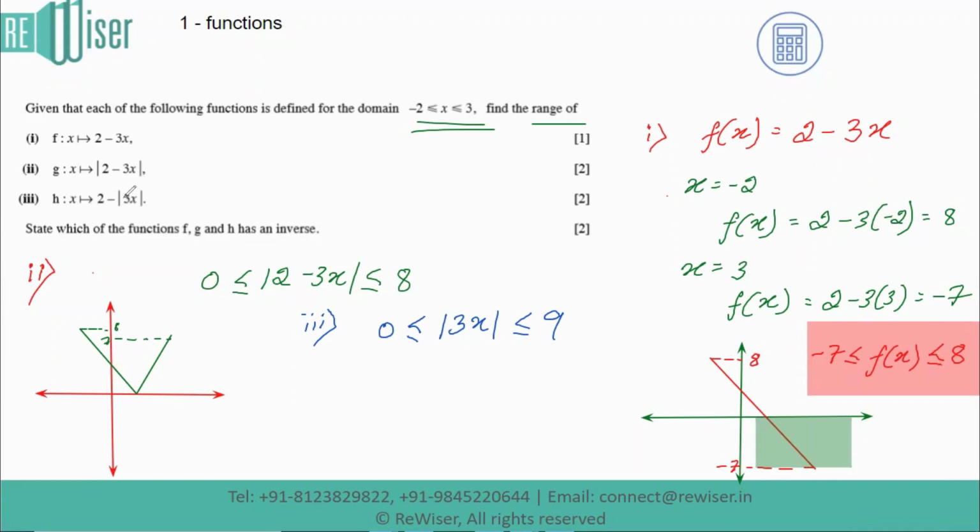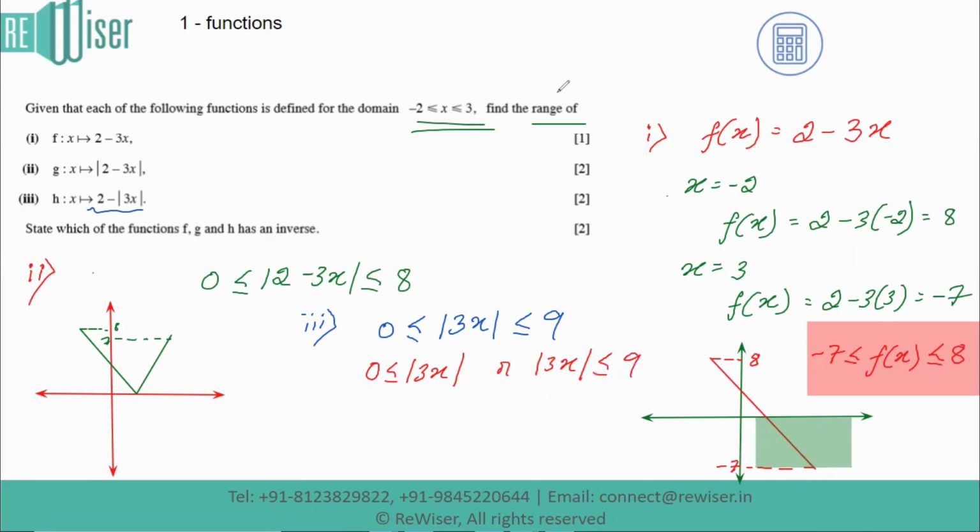And since I have this negative, I need to get this exact expression here. So for that, what I'll do is multiply with negative throughout my inequality. When I do that, this is going to be 0 is less than or equal to mod of 3x. I can also write it like this: mod of 3x is less than or equal to 9.